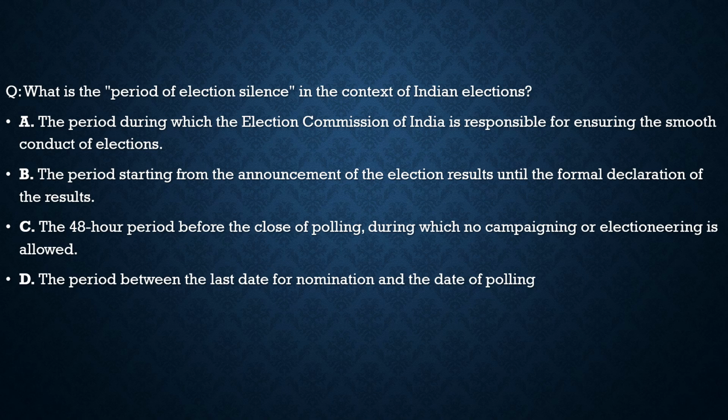Here, the first statement: the period during which the Election Commission of India is responsible for ensuring the smooth conduct of election. Totally absurd statement. Statement B: the period starting from the announcement of election results until the formal declaration of the results. Totally incorrect. Statement C: the 48-hour period before the close of polling, during which no campaign or electioneering is allowed. 100% correct. So, with respect to this question, the correct statement is option C. Now, let's look at statement D: the period between the last date for nomination and the date of polling. Totally incorrect. So, the correct statement is statement C.